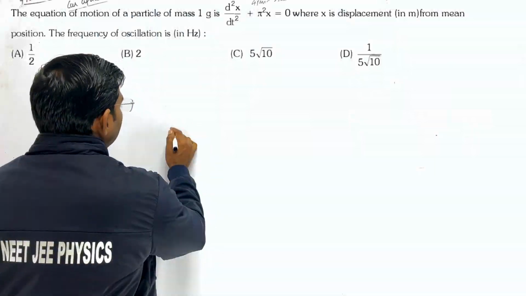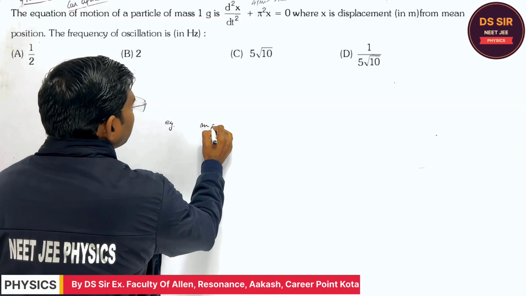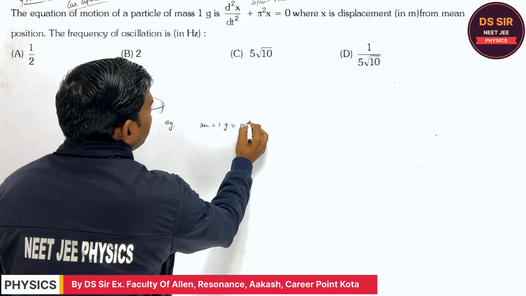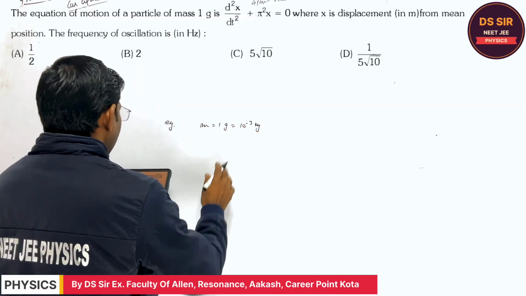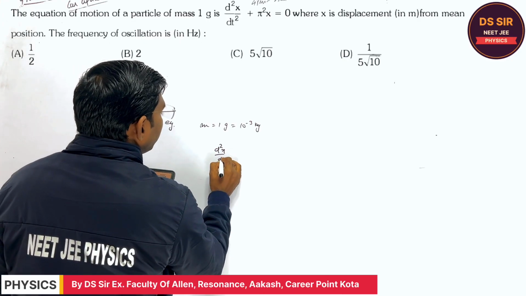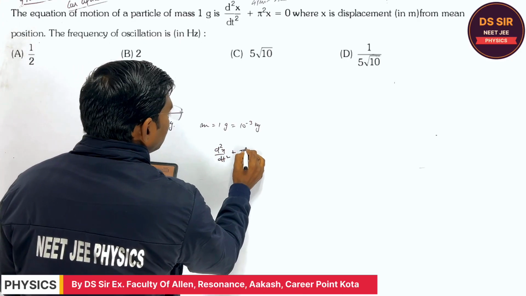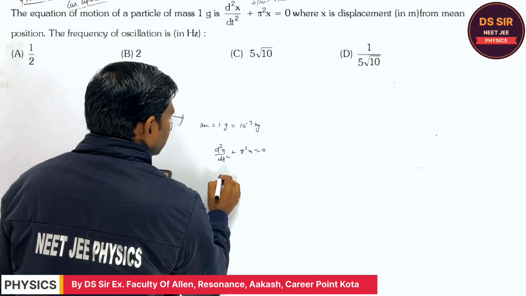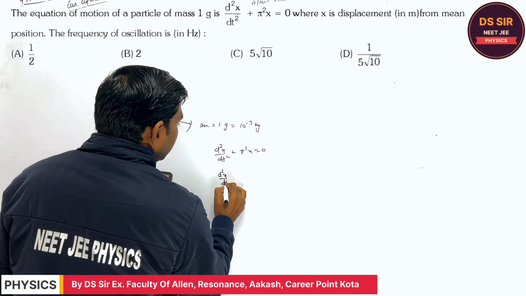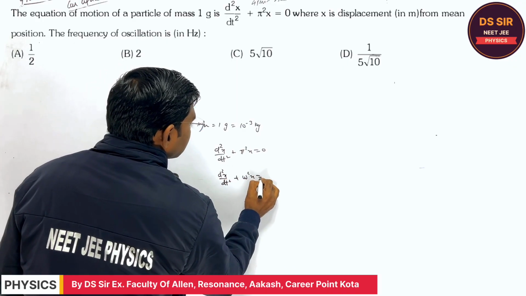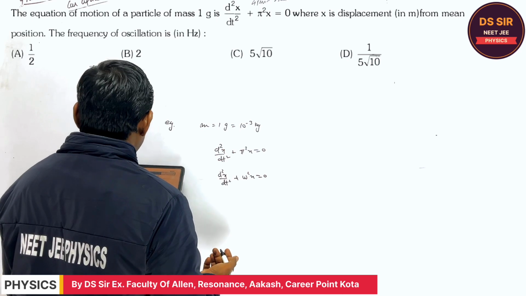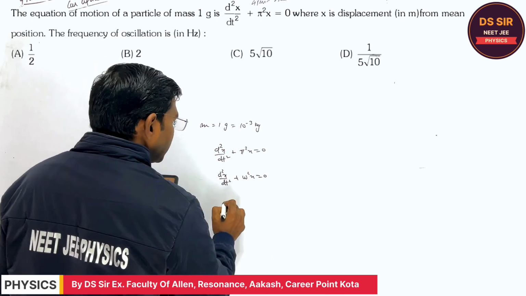So read this question. In this question, the mass is 1 gram, 10 to the power minus 3 kg. And the standard equation of differential equation, I have told you, this is the standard equation, right? d²x/dt² plus omega square x. Can you compare with this? And the frequency you have to find, that's it.